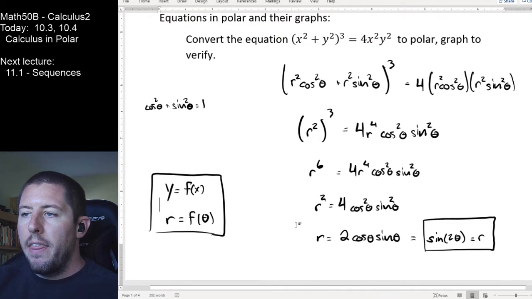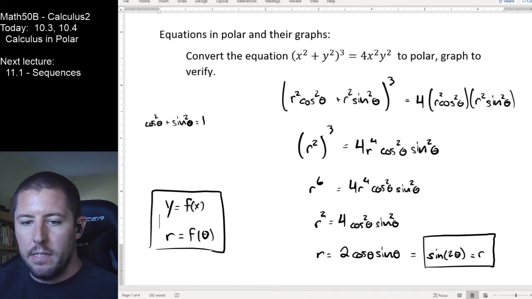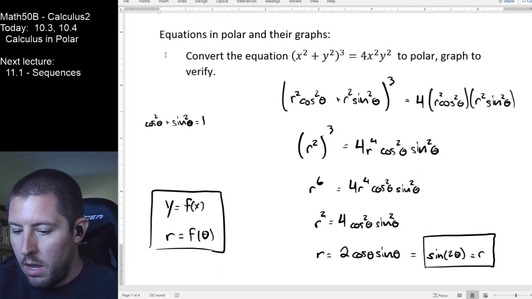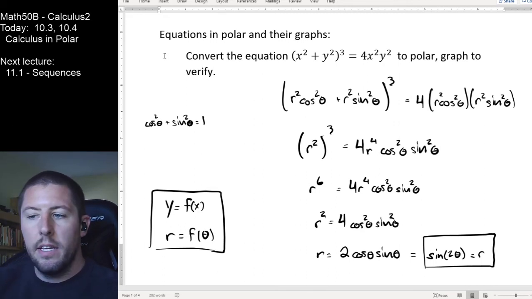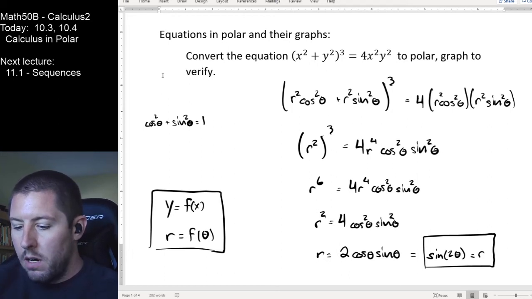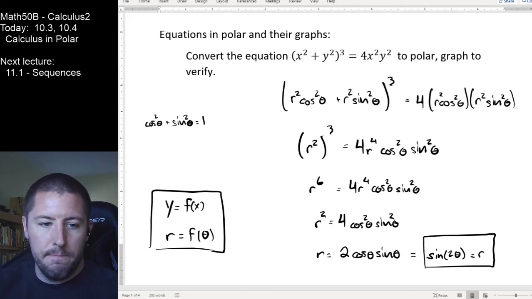So let's verify that we did the correct thing here by popping over to Desmos and graphing each of these guys in Desmos to see that we are going to get the same graphs right here. So our two competing equations here were x squared plus y squared cubed equals 4x squared y squared, and we're getting this 4-petaled flower that we're seeing here. We are alleging that r equals sine of 2 theta is the same thing.